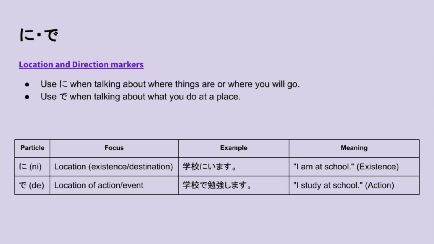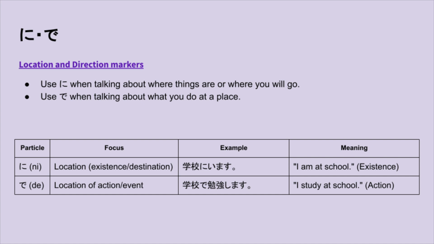So, ni and de, a little bit of review real quick. Ni is where things are and where you're going. De is what you do at a place. So when you're using de, you always have to have some kind of action verb. So the example for de is gakko de benkyou shimasu, same thing that we just talked about. You can change it also to gakko de tabemasu. You're eating at school. That works too, because you are at the place performing an action of some kind. You can change that to anything. Gakko de odorimasu. You're dancing at school.